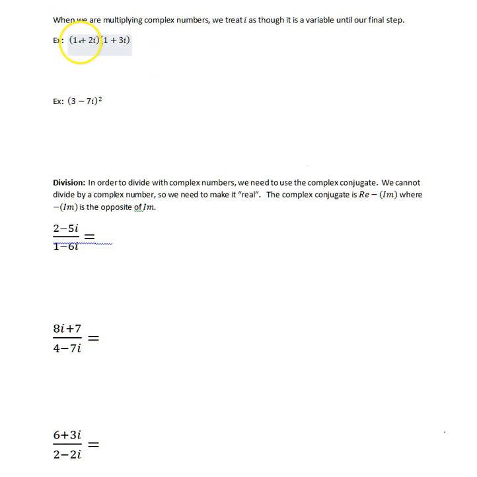I'm going to just go ahead and do this multiplication. So I have a 1 times a 1 is going to give me 1, and 1 times 3i is going to give me a 3i, and then 2i times 1 is going to give me a 2i, and then 2i times 3i is going to give me a 6i squared. So first thing I'm going to do is collect the obvious like terms. So I'm going to have 1 plus 5i plus 6i squared.